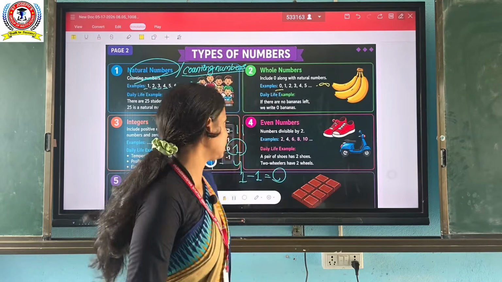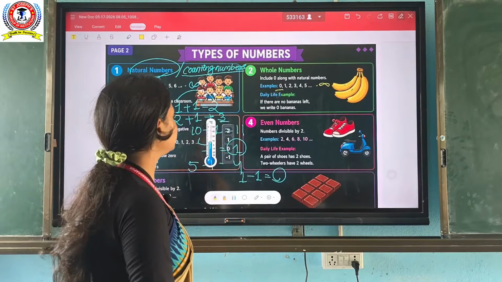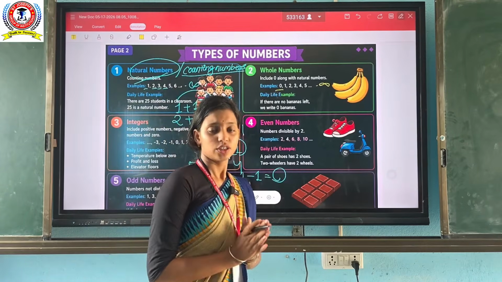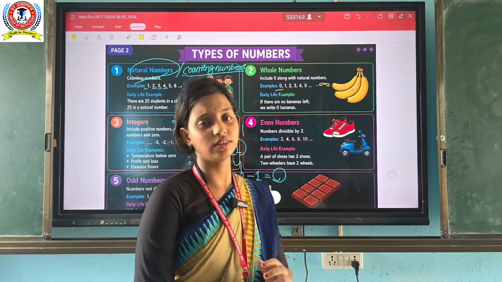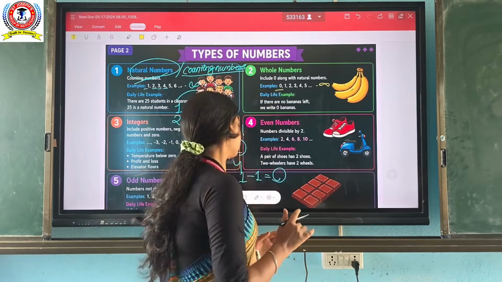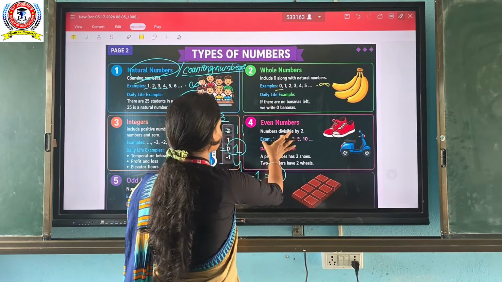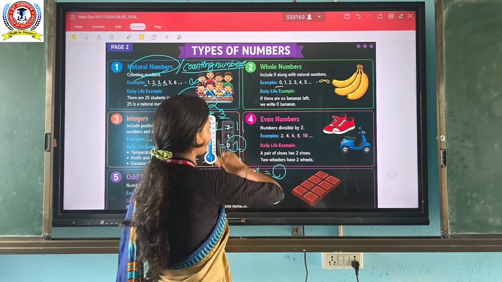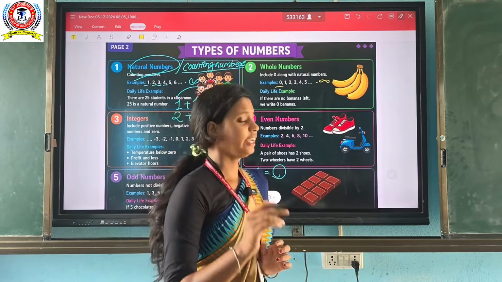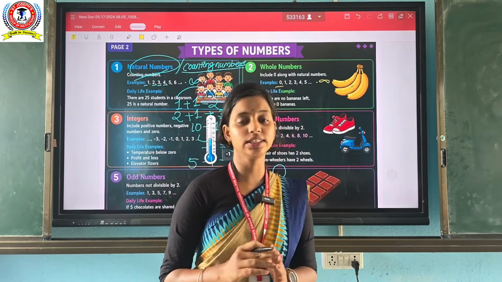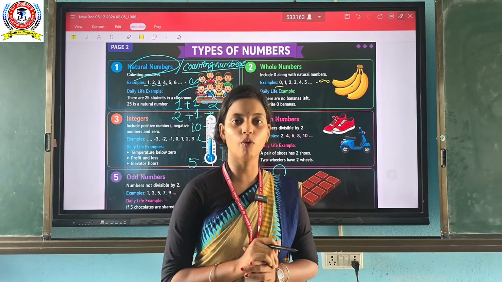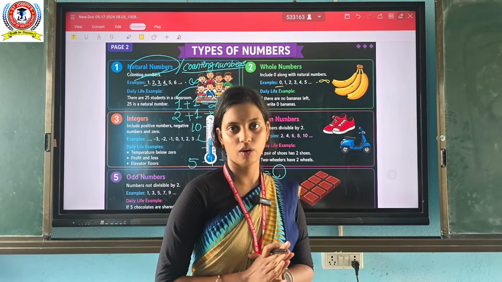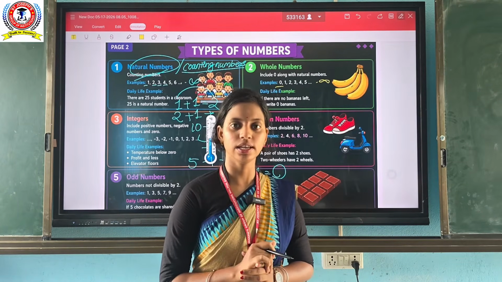Our next number type is even numbers. So what is an even number? Look at the definition. Any number that ends with 0, 2, 4, 6 and 8 is known as an even number.